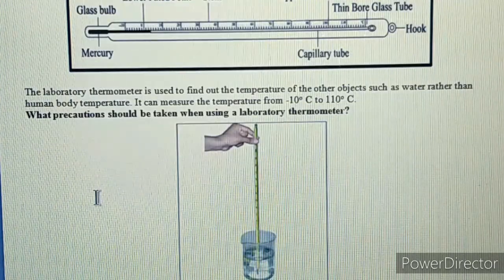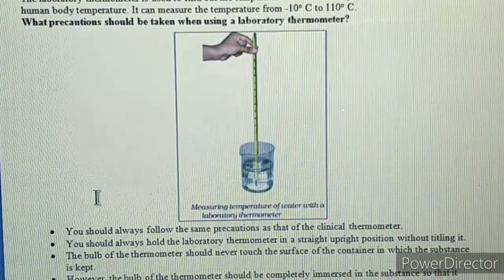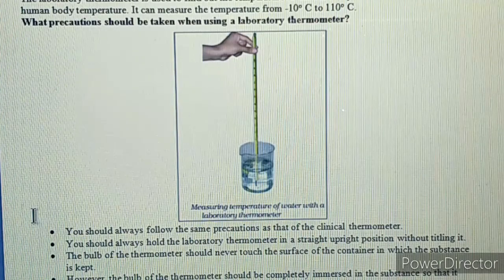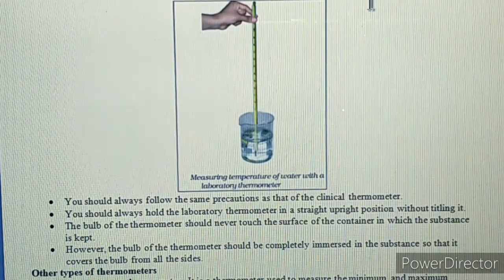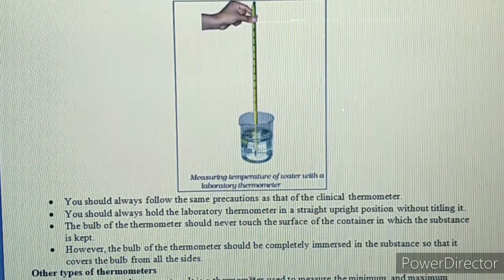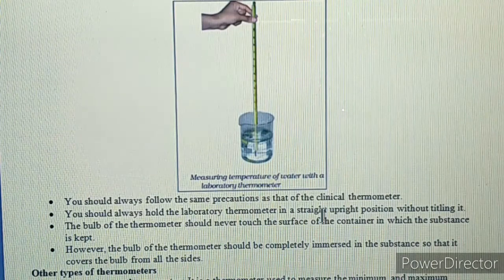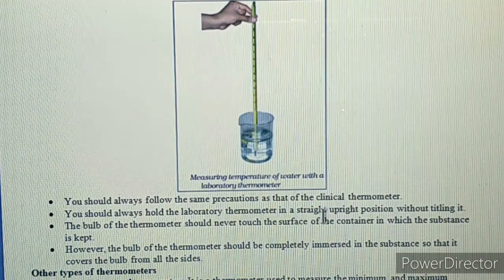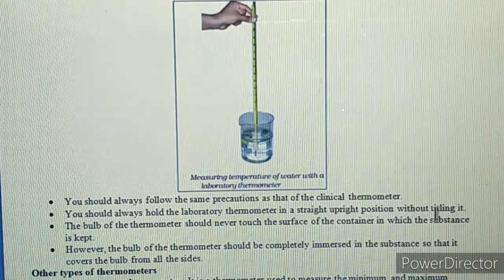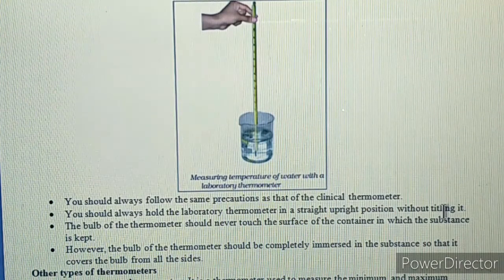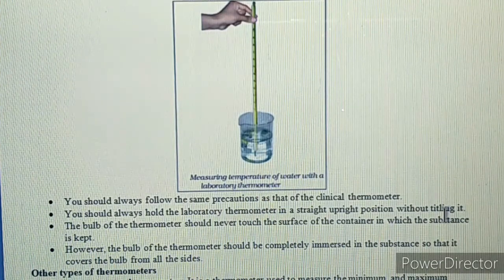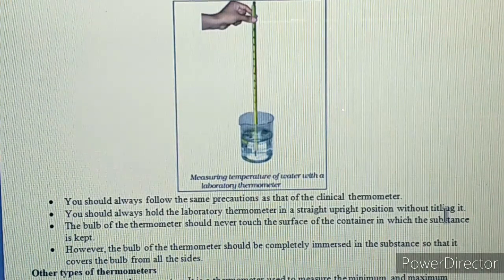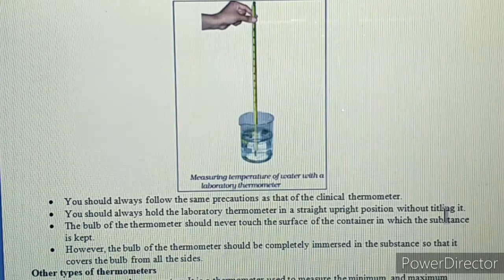Now, some precautions we should take while using a laboratory thermometer also. So what is the first precaution? You should always follow the same precautions as for the clinical thermometer. Secondly, you should always hold the laboratory thermometer in a straight upright position without tilting it. What is this word, children? Tilting. Why is it necessary? Because otherwise the temperature reading will come out wrong, and you will not get the accurate temperature of that chemical.